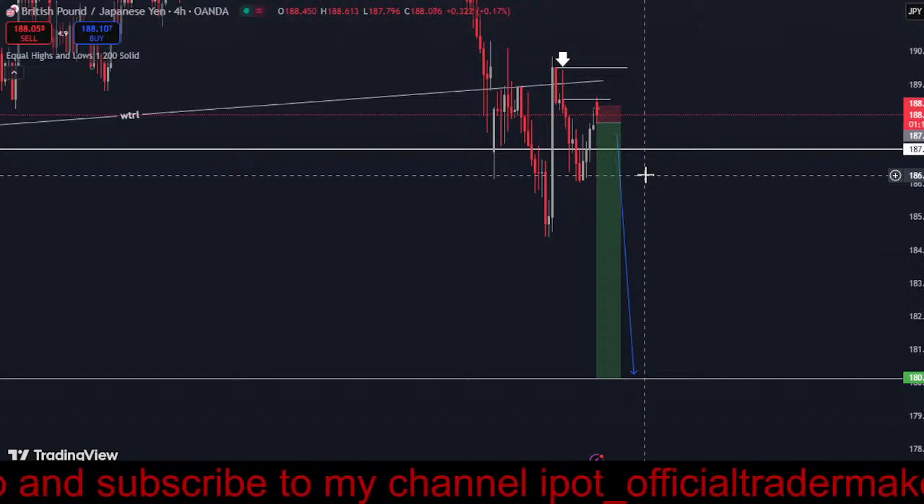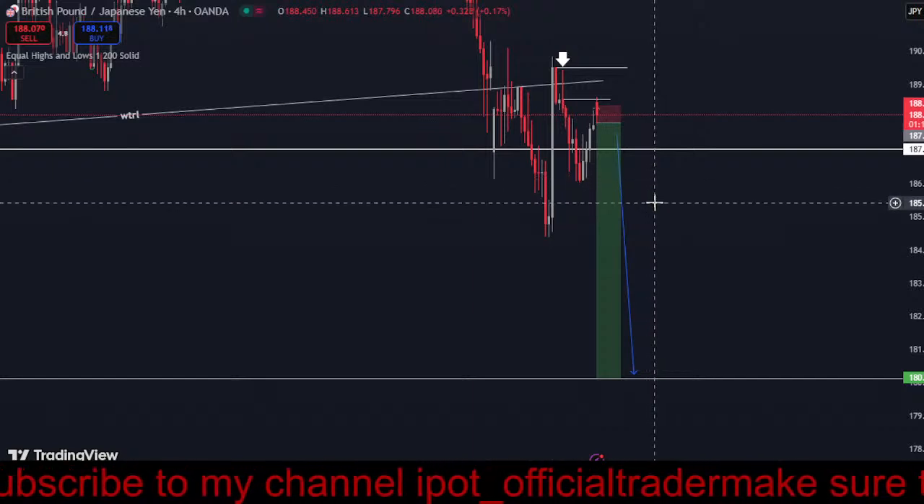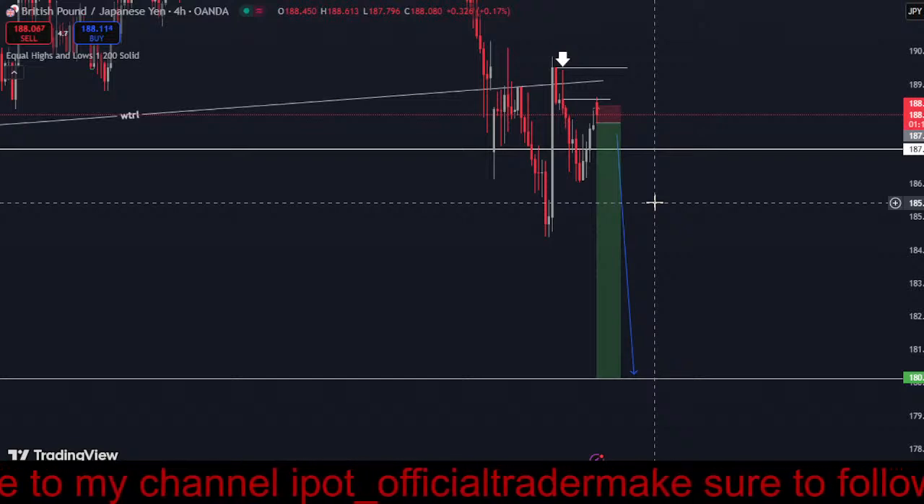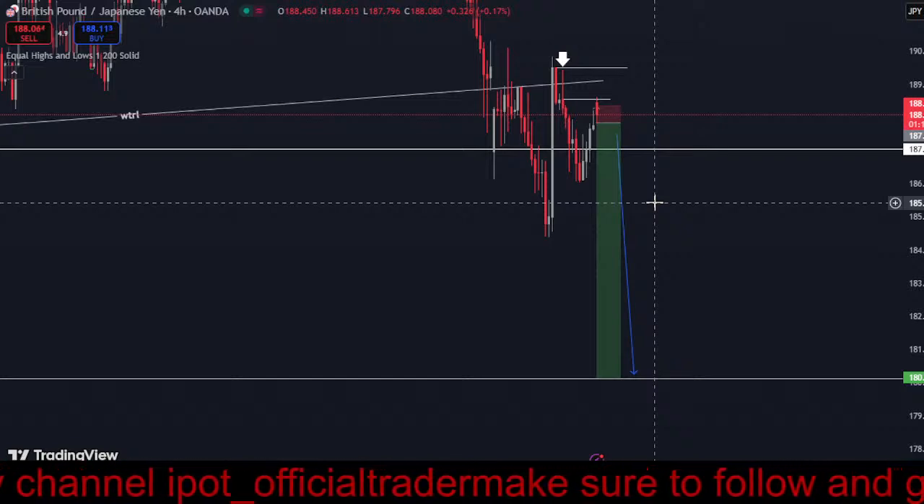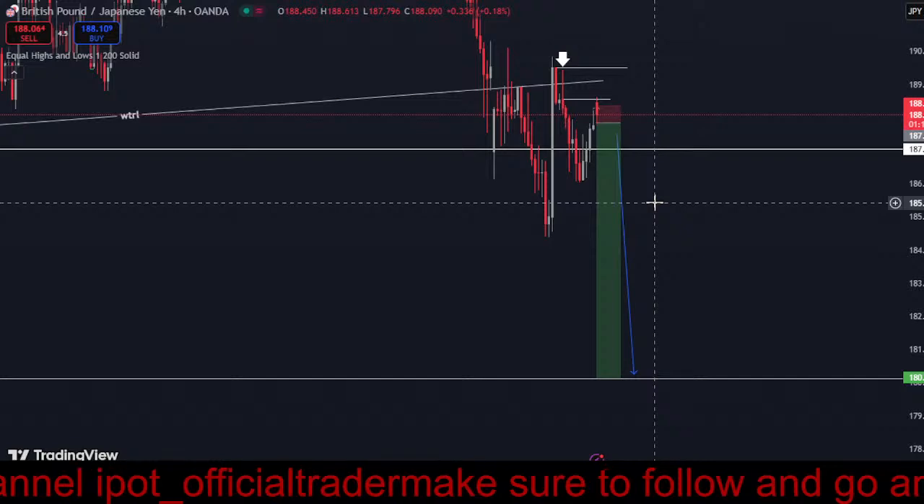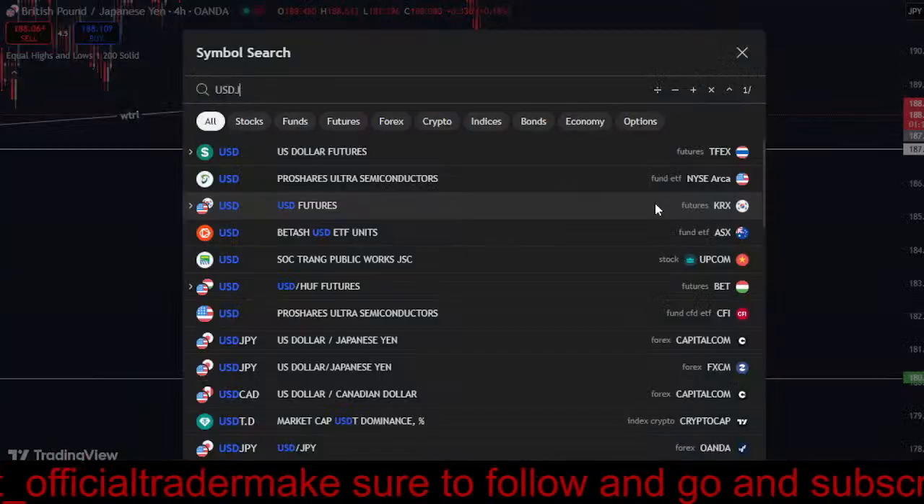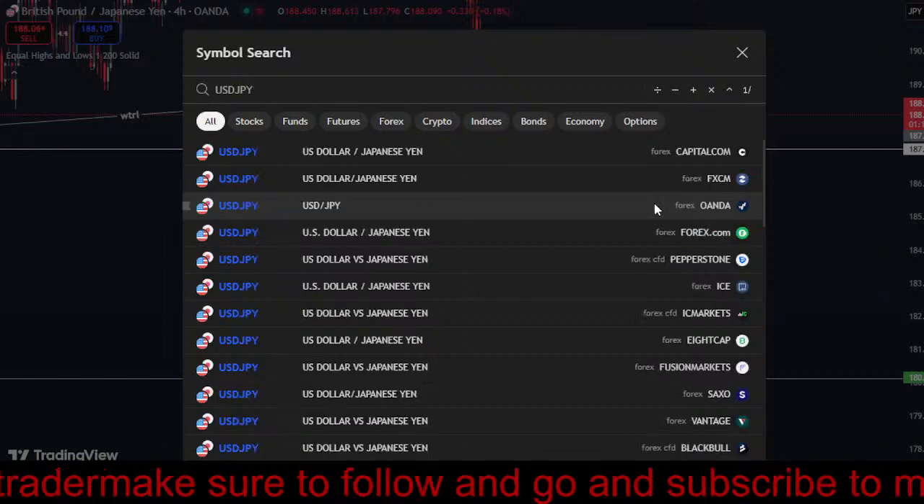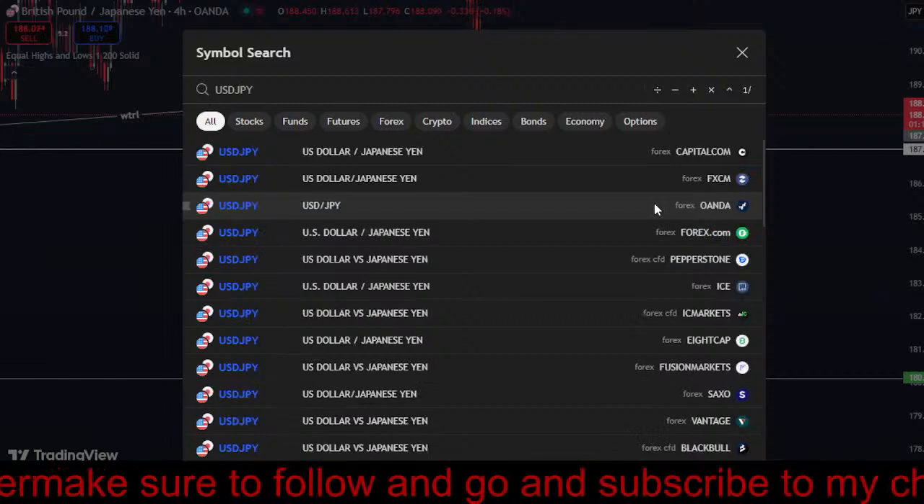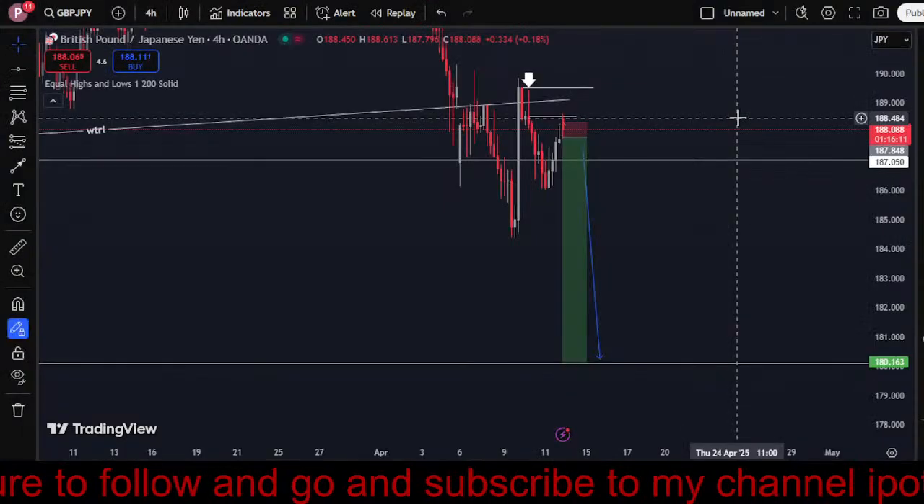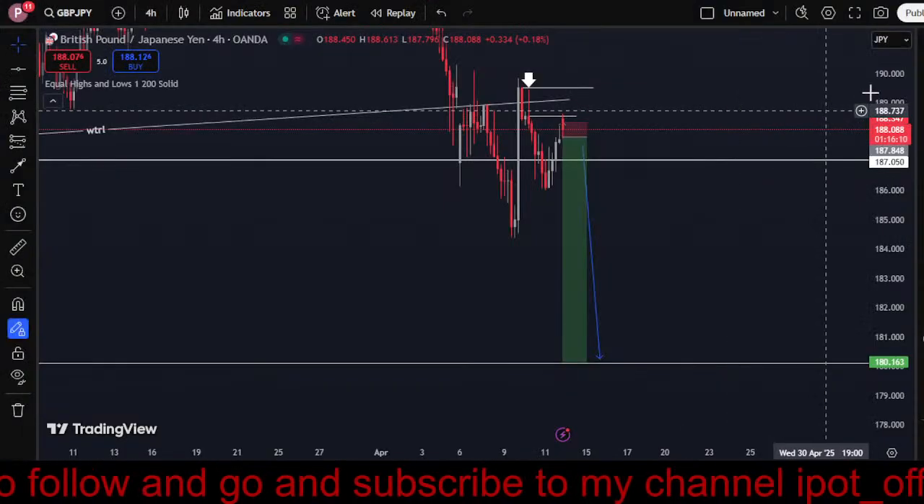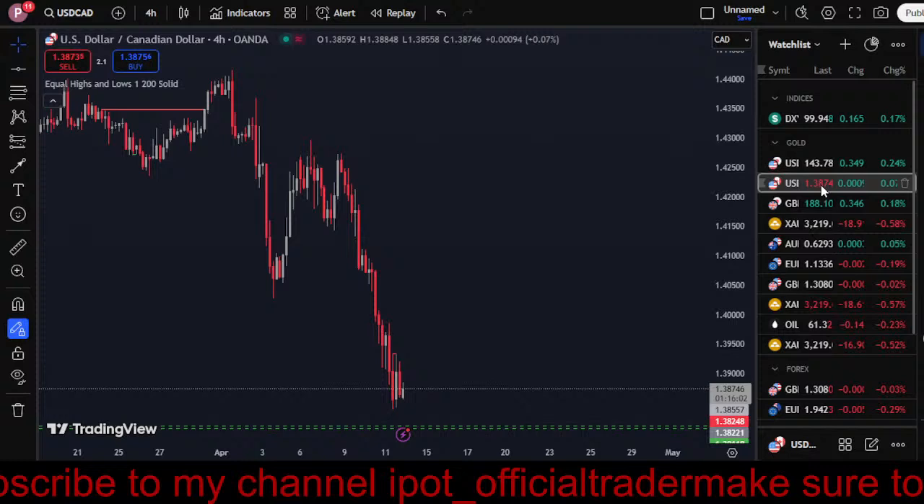USDJPY. Okay, let's take a look at USDJPY. Why do I have it right here? I do have it. I do have USDJPY right here, which is quite a hefty one.